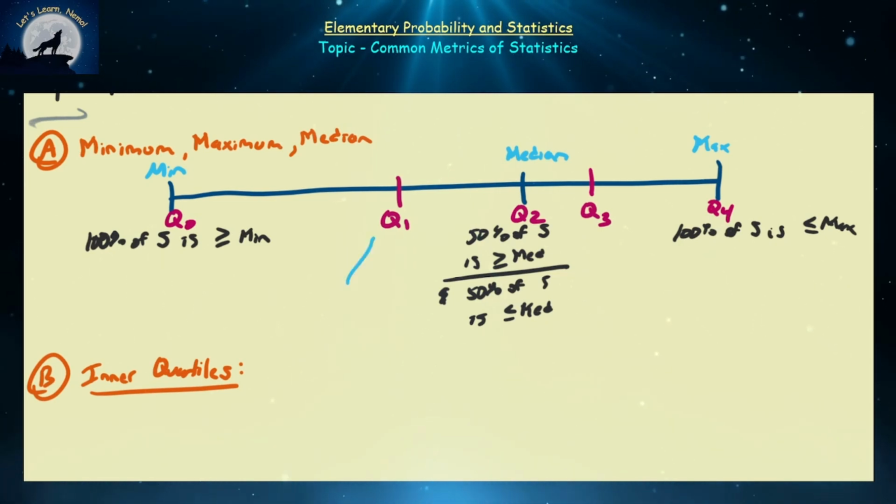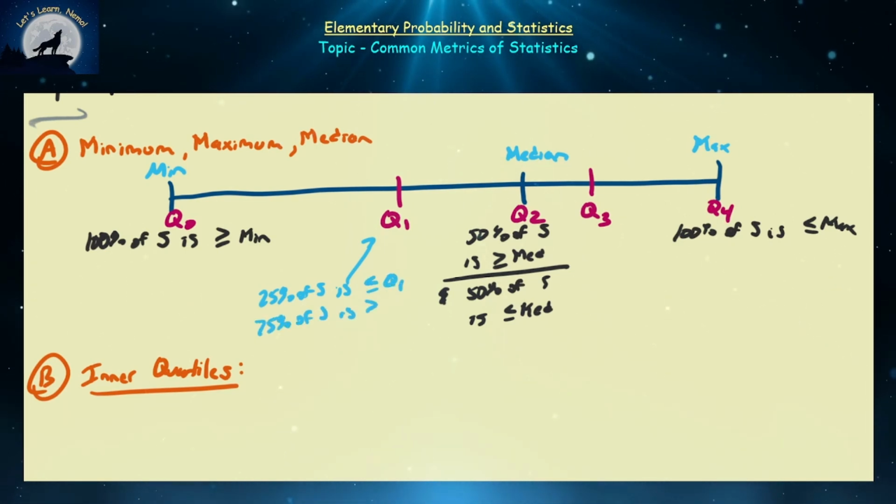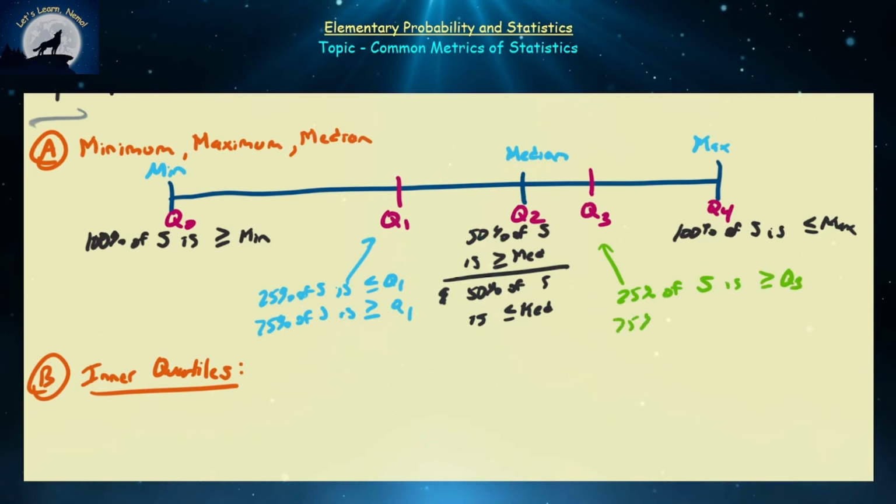So what do we have with respect to Q1? Well, 25% of S is less than or equal to Q1, and 75% of S is greater than or equal to Q1. Similarly, for Q3, 25% of S is greater than or equal to Q3, and 75% of S is less than or equal to Q3 as well. So the quartiles separate things in terms of 25 percentiles.